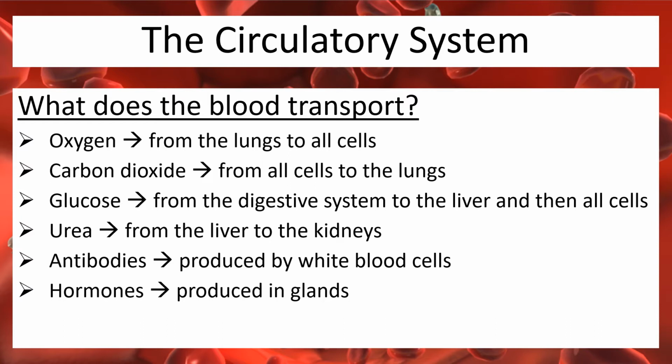We also transport antibodies around the body. They're produced by white blood cells and they help us fight disease. And we also transport hormones in the blood. They're produced in various glands in the body and then transported to where they're needed by the blood.